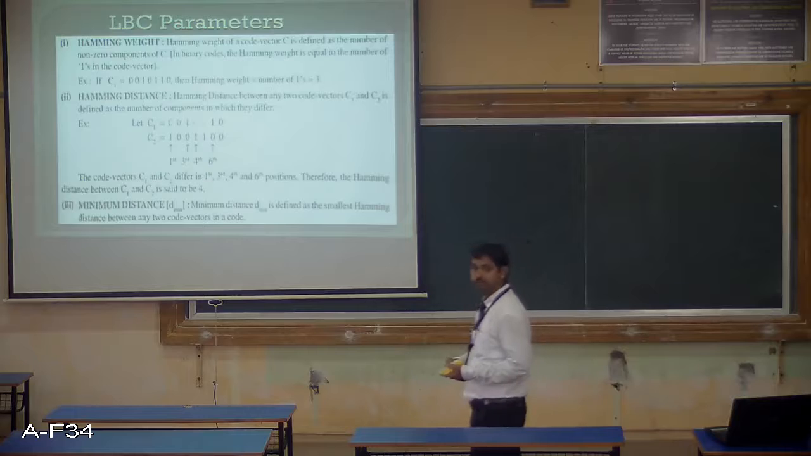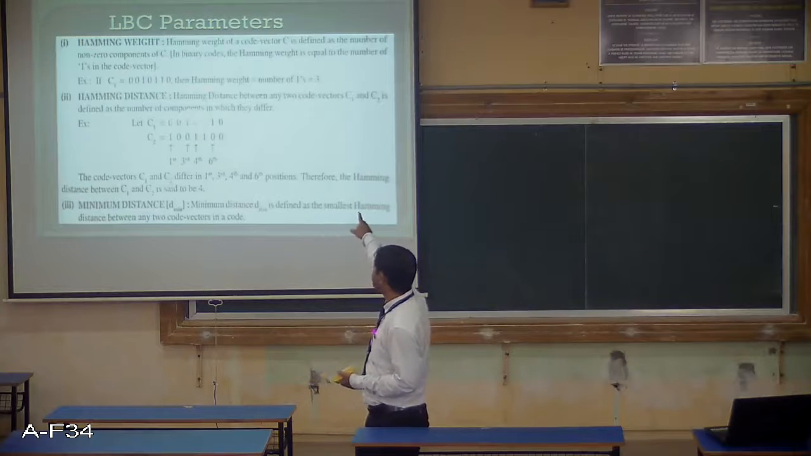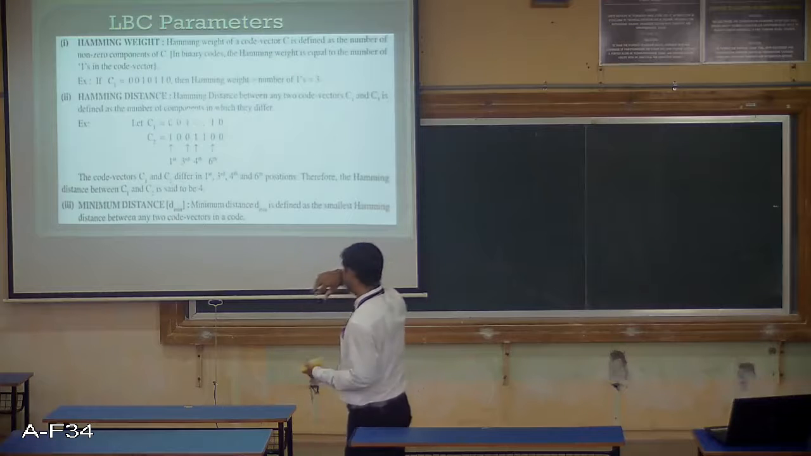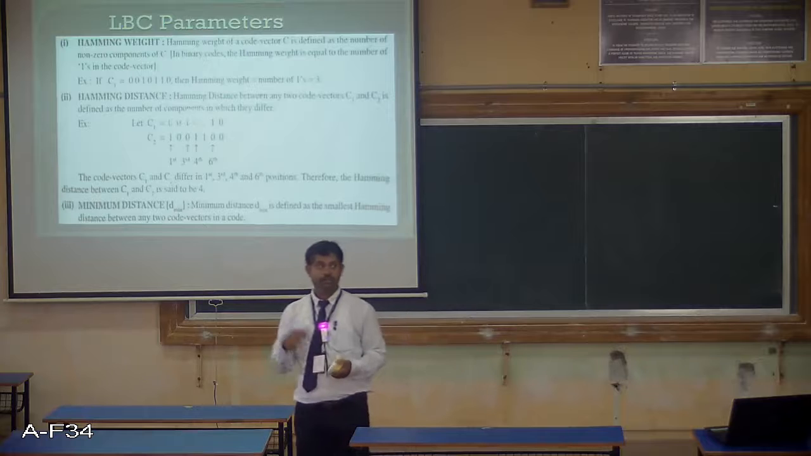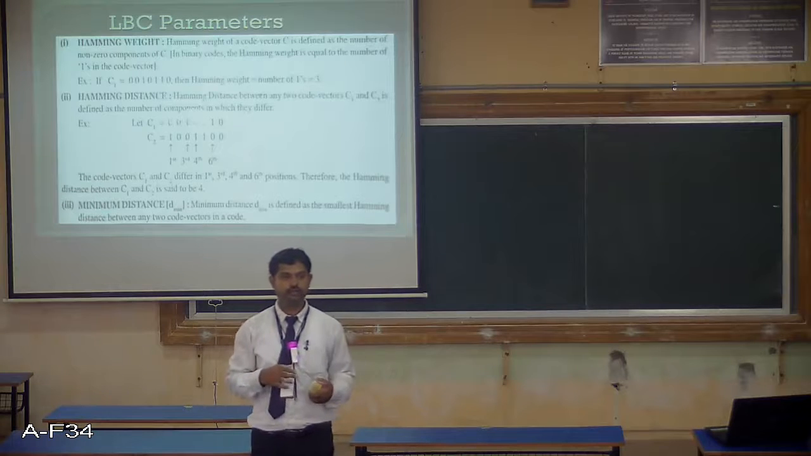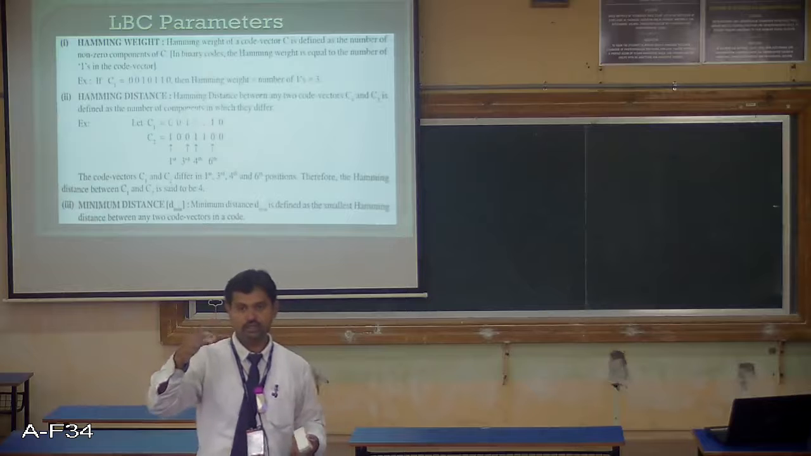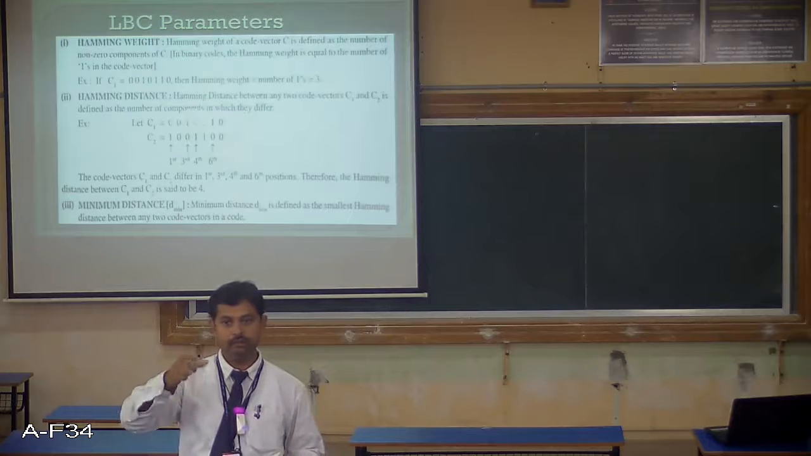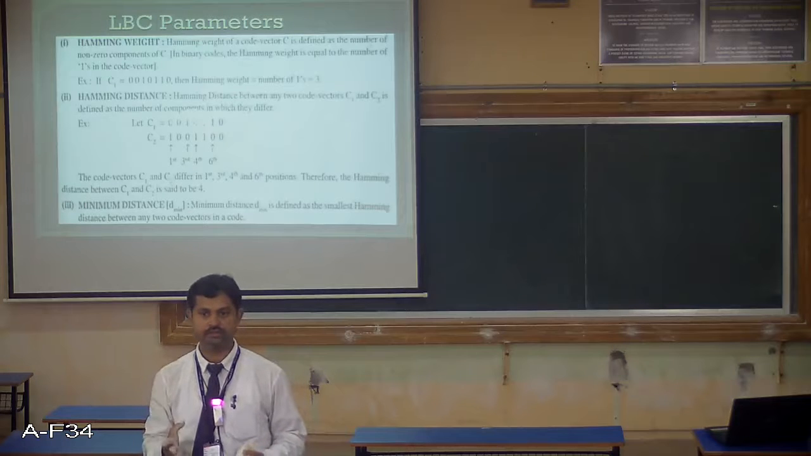With the help of an example, it is represented. C1 is that one. The Hamming weight is 3 because the number of ones is 3. Second one, Hamming distance. This parameter is defined by taking two code vectors. If you take two code vectors, just compare bit by bit, and how many bits they differ will tell you the Hamming distance.